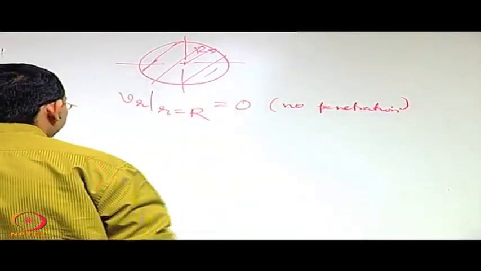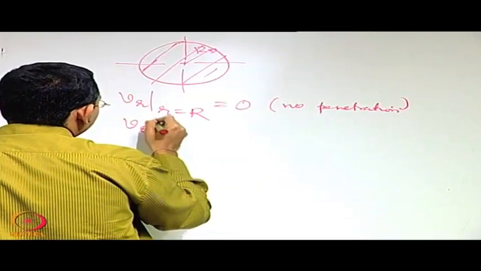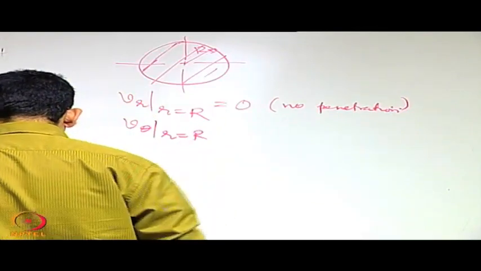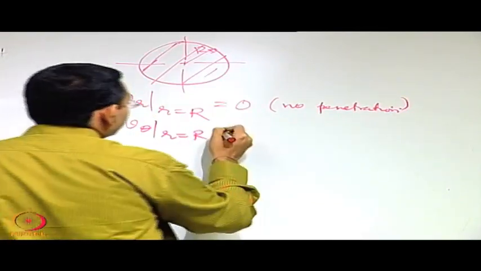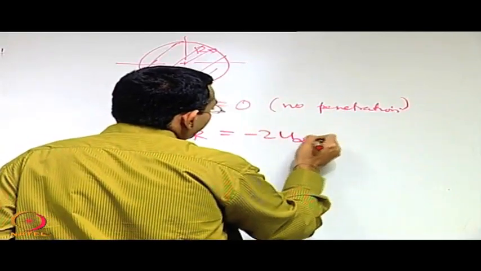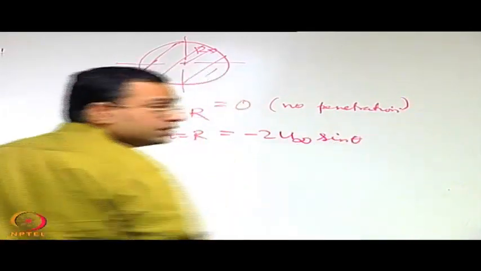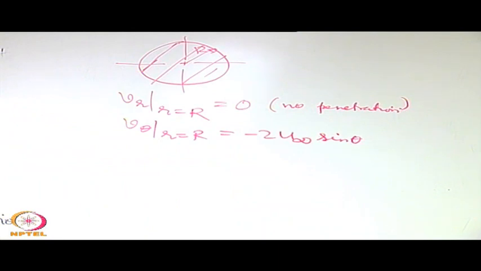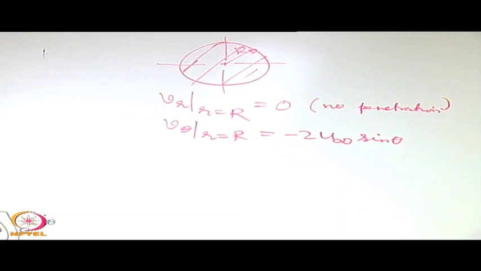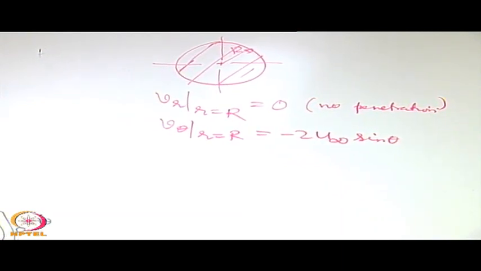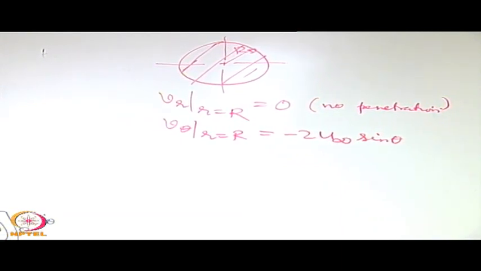What about V theta at small r equal to capital R? That is minus 2 u infinity sin theta, right. So you can see that there is a tangential component of velocity of fluid on the circular cylinder surface. This is a so called slip type of velocity, and that is there because the potential flow does not have a consideration of no slip boundary condition.